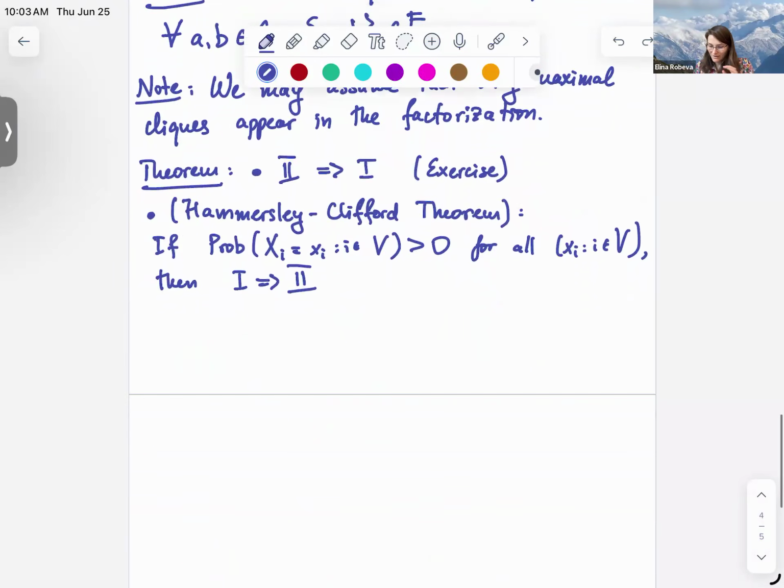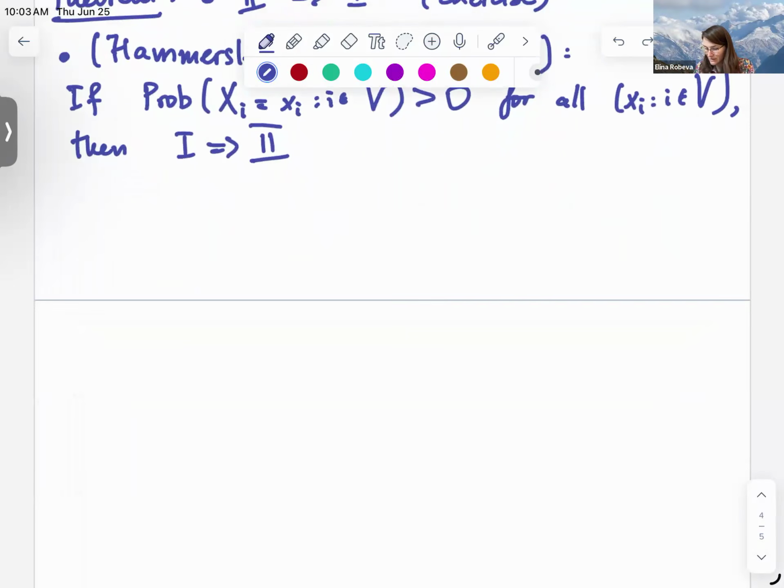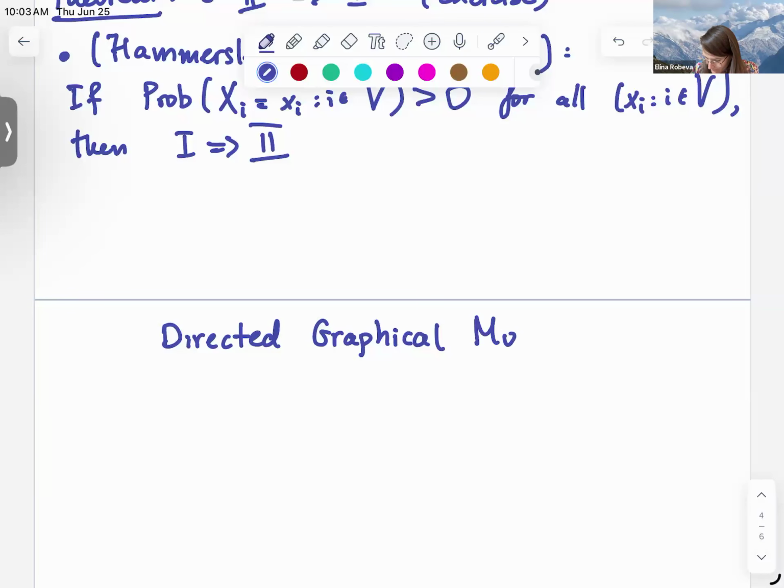And then undirected graphical models are always complemented by directed graphical models. So this is the second. Maybe I can pause here for a second if people have questions. Nope. Okay.